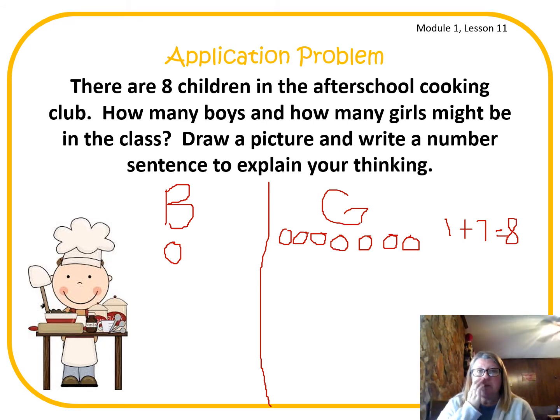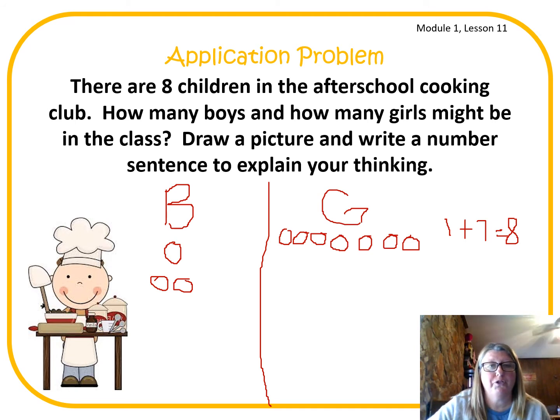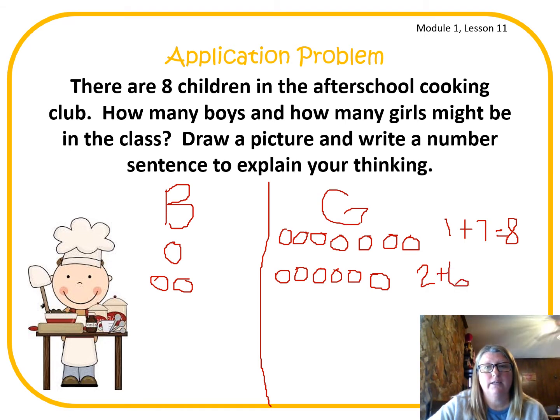All right? So imagine that there were 2 boys in the class. How many girls would there be? Okay, so let's count on from 2, 3, 4, 5, 6, 7, 8. So there are 1, 2, 3, 4, 5, 6 girls. So that would be 2 plus 6 equals 8.